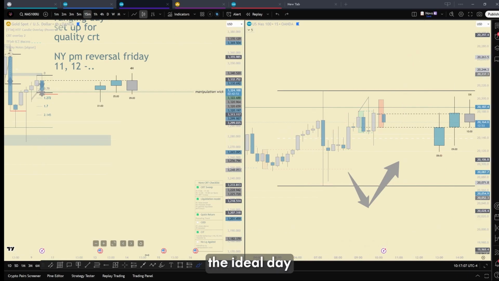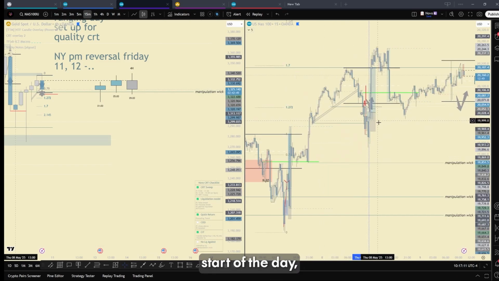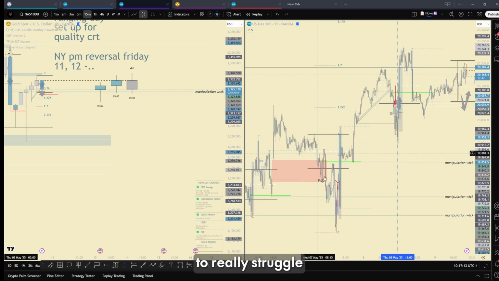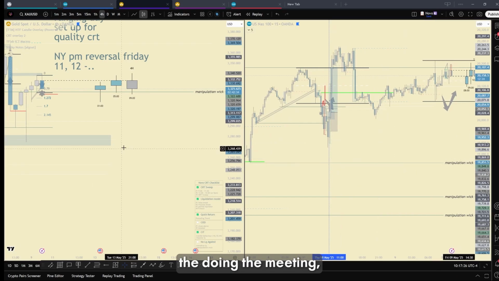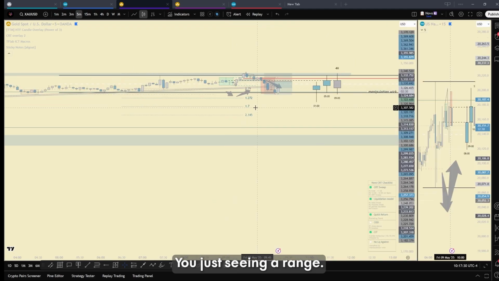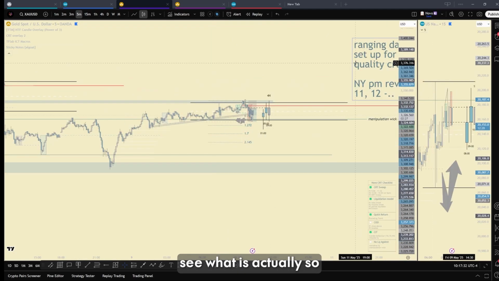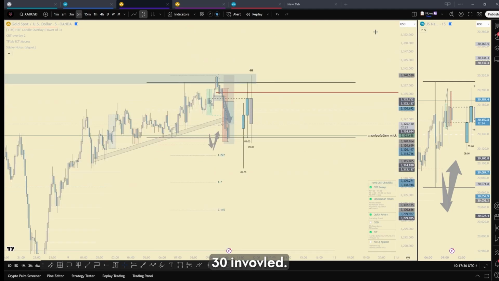So this is like the ideal day. We had good setups, but they weren't as clean as this start of the day. Even FOMC day, we really had to struggle to get an entry because there were gap fills, manipulation wicks, 9:30 sweeps, everything that I don't really like to see. But we finally pulled back there during the meeting. But on these days, with a clear lower time frame range, you know you're just gonna trade the CRTs literally. So that's the first CRT fulfilled.